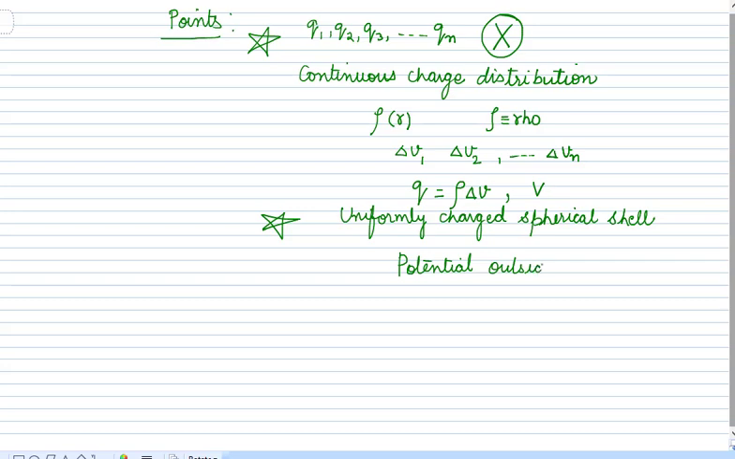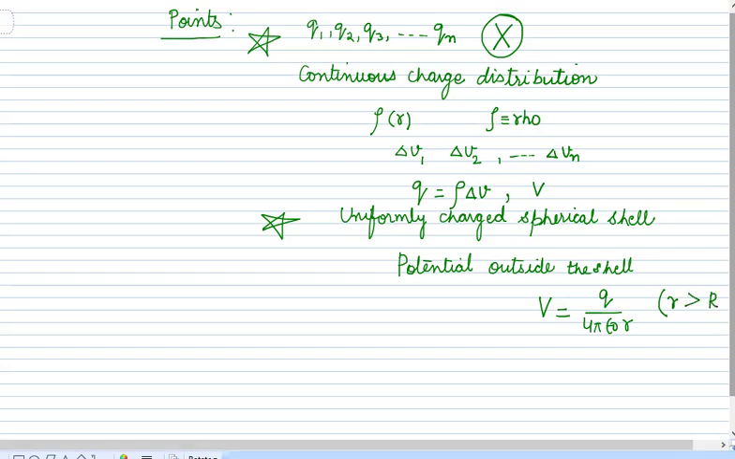So we can write down the potential using this simple concept. We know the electric field outside the shell, so the potential outside the shell is given as capital V is equal to Q upon 4 pi epsilon naught R. Here this R is very much greater than this R, the radius of the spherical shell. The distance we have taken at the point where we are calculating the electrostatic potential is very much greater than the radius of the spherical shell. That means this point is somewhere outside the spherical shell.